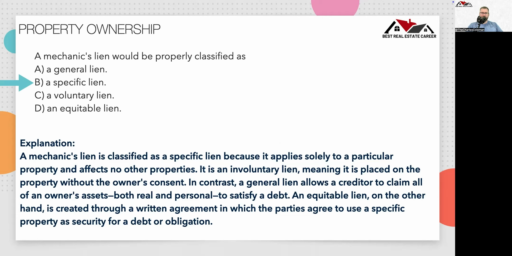In contrast, a general lien allows a creditor to claim all of an owner's assets, both real and personal, to satisfy a debt. An equitable lien, on the other hand, is created through a written agreement in which the parties agree to use a specific property as security for a debt or obligation.